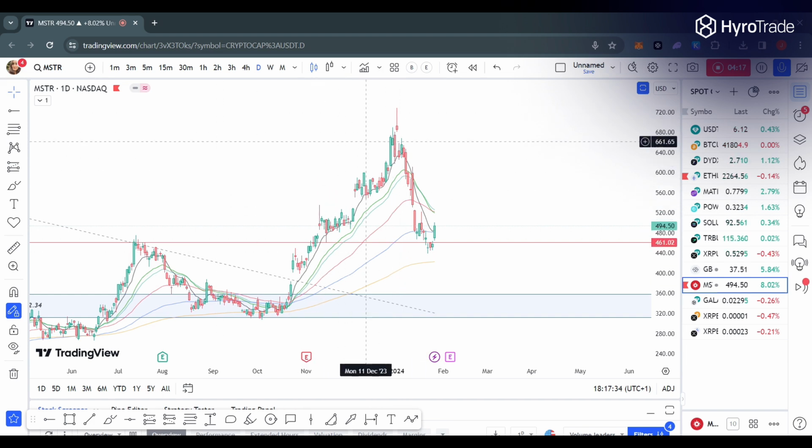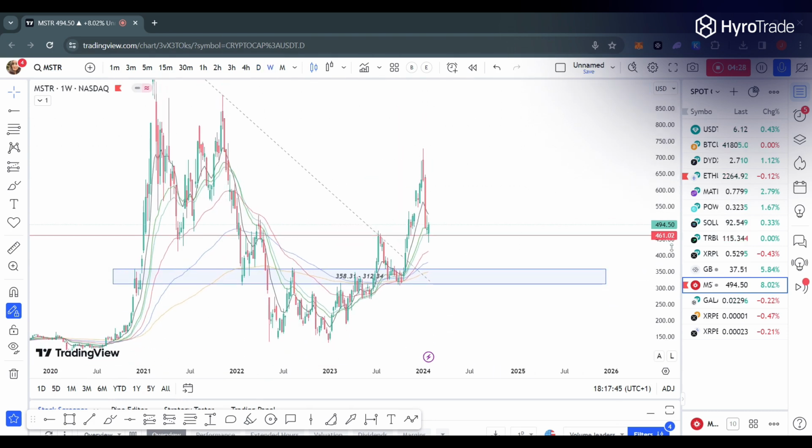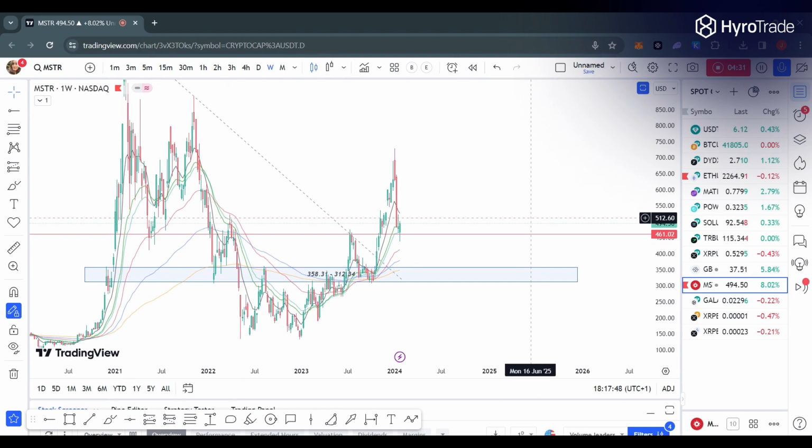Same with all the pumps that we could see on MicroStrategy. Bitcoin pumped a bit later. So currently, what I can say about MicroStrategy, I have a special technical analysis for MicroStrategy, and I was sharing it on Twitter. And there I was writing that if MicroStrategy will not bounce at around or will not hold above the $461 level, in this case, the next stop is going to be at around 358 or 312.